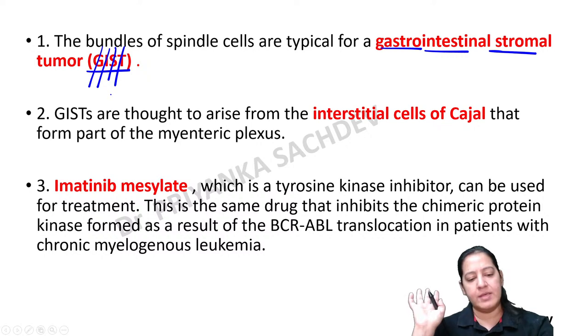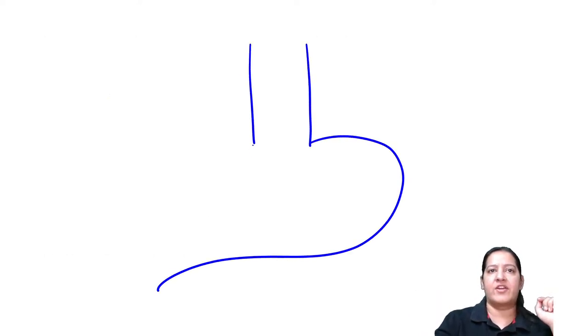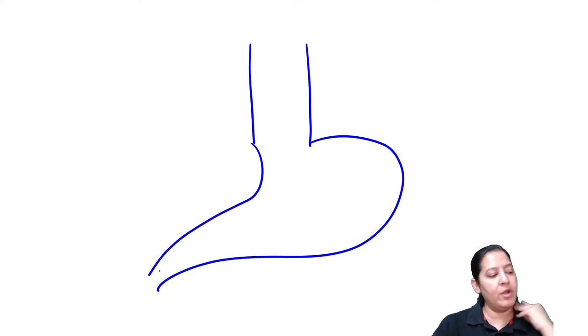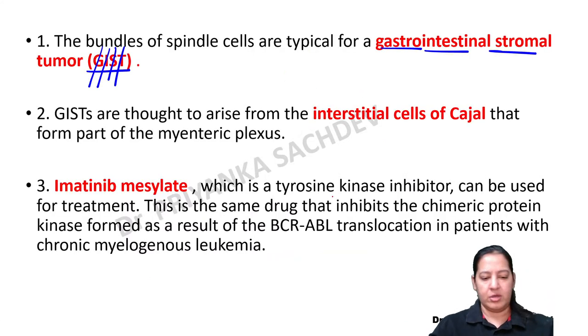Okay, let me draw a stomach. So this is the diagram. This is the diagram of an esophagus. This is the diagram of a stomach. You know, esophagus and stomach have four layers. What are the four layers? Can you tell me? The first layer is the mucosa. Okay, let me draw the mucosa. Just a second. Oh my god, the diagram is gone. I will draw it again.